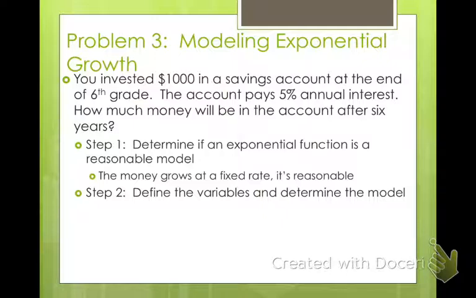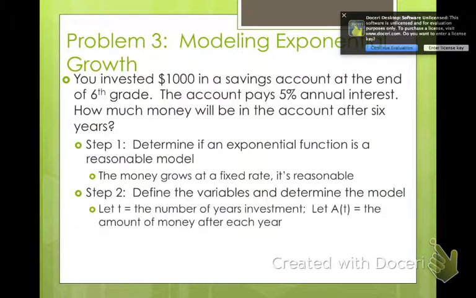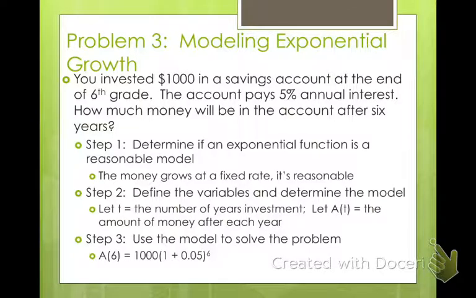And then what's our T, our time? We're looking at sixth grade is when you invested it, and it's 6 years later. So you're now graduating from high school. So that's 6 years. So we're talking about years as our time. So if we plug this into our model, we want to know after 6 years, so A of 6 equals 1,000 times 1 plus 0.05 to the 6th power.